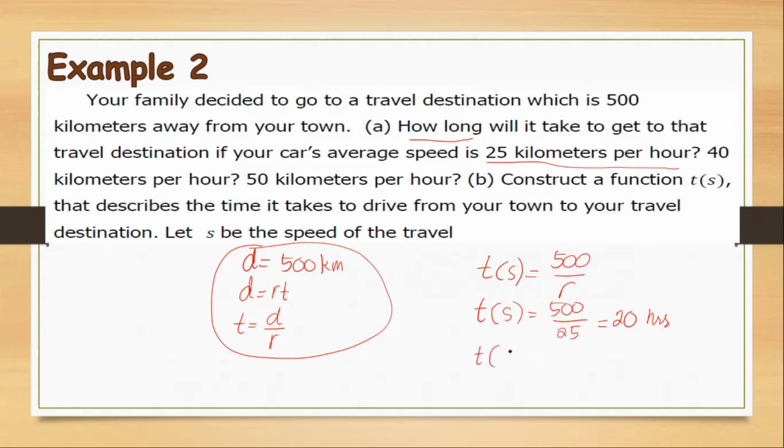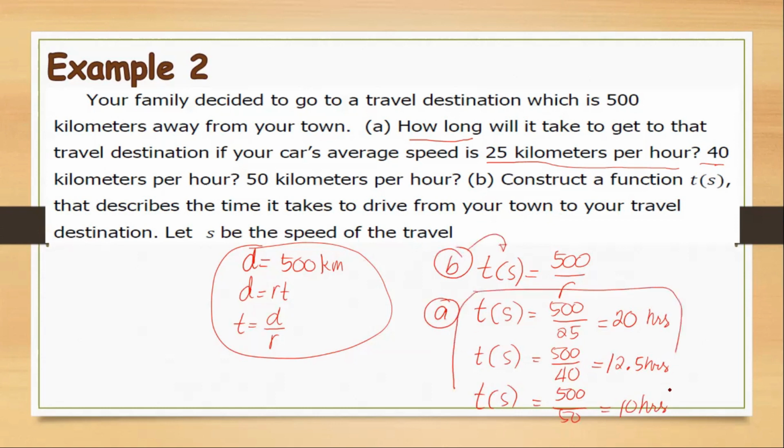Next is 500 divided by 40. That is 12.5 hours, or 12 hours and 30 minutes. And lastly, t of s for 50 kilometers per hour: 500 divided by 50 is 10 hours. That is your answer for letter A. And the function t of s that describes the time it takes to drive from our town to the destination, where s is the speed of travel, is t of s equals 500 over s. This is the answer for your letter B, and these three are the answers for your letter A.